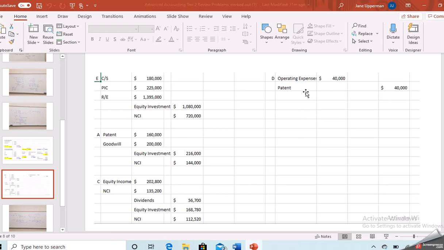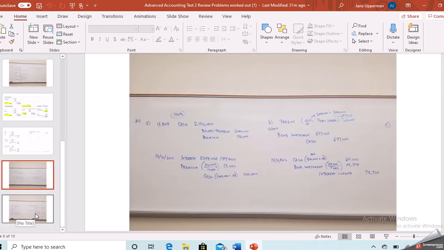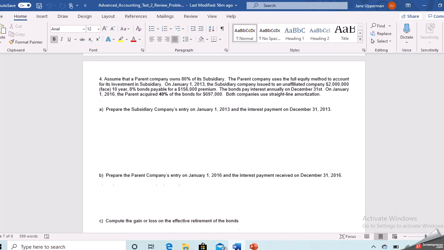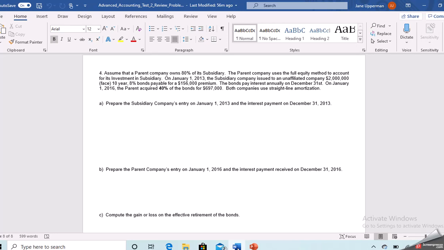Then our D entry is always the same, the same as every other chapter. So we're debiting our operating expenses for the amortization of the patent, and then we're crediting the patent for $40,000. And then again, if you're building that into a consolidating spreadsheet, you would put those entries right into the spreadsheet itself. Okay, then our final problem is on bonds. So let me come over here and look at that one. And you're not going to have to do the whole consolidating worksheet on that. You're just going to have to do journal entries.